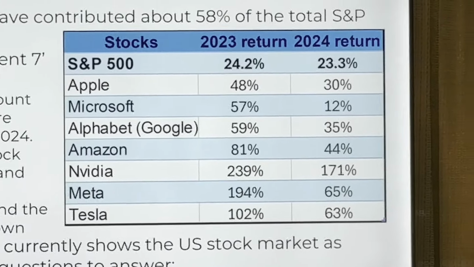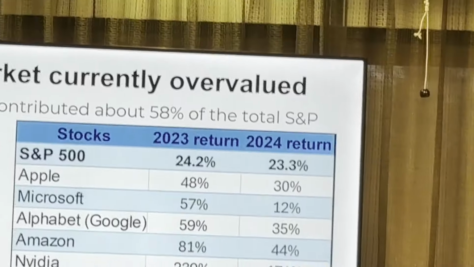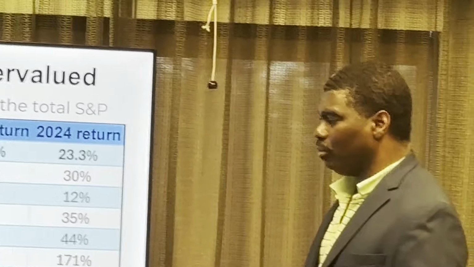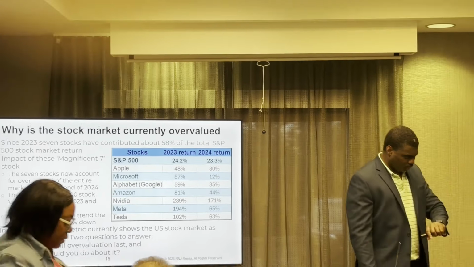So, in summary, we looked at 4 metrics on the US stock market as measured by the S&P 500, and it clearly trends to a very overvalued market. So really, there are 2 questions to answer. I'm sure you're thinking about them, so I'll think about them for you. How long will this overvaluation last, and what should you do about it? So let's talk about the first one. How long should the overvaluation last?